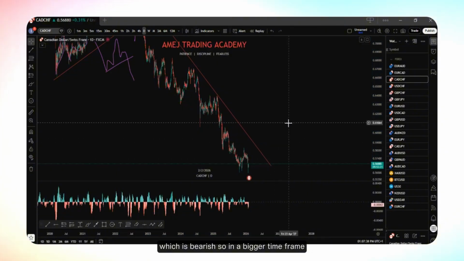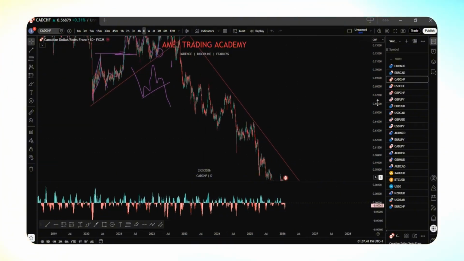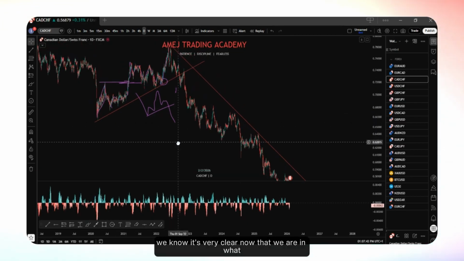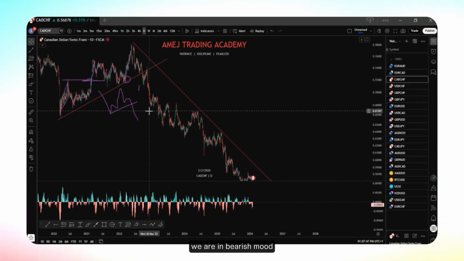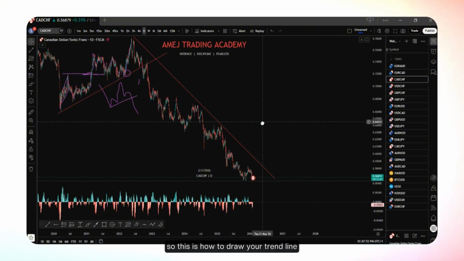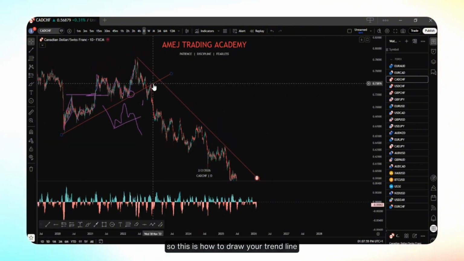So in a bigger time frame, we know it's very clear now that we are in what? We are in bearish mode. We are in a trending zone towards down. So this is how to draw your trend line.